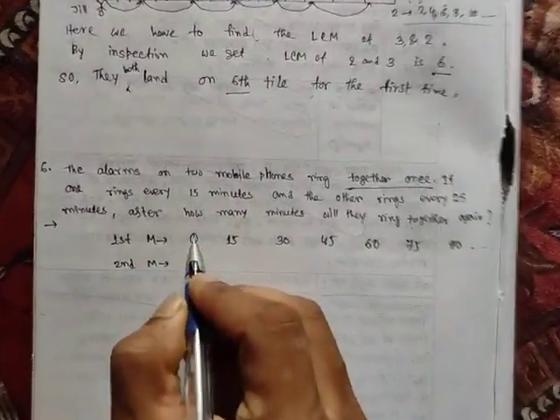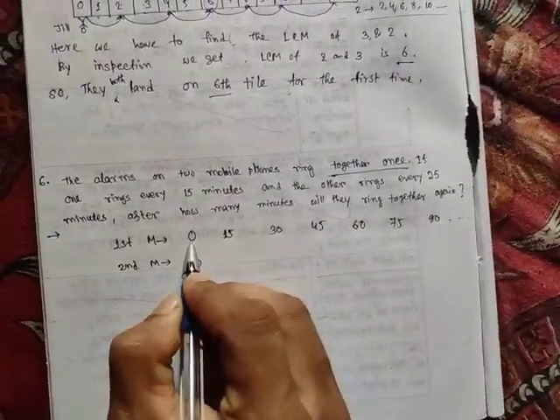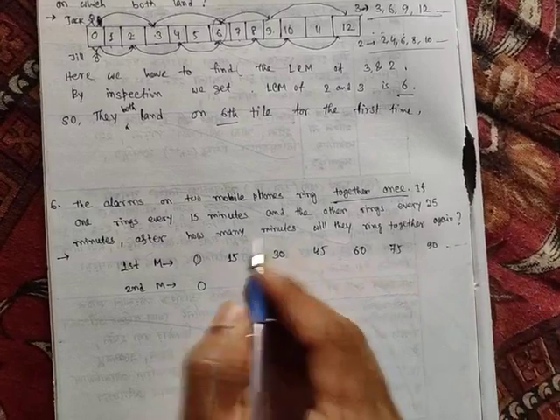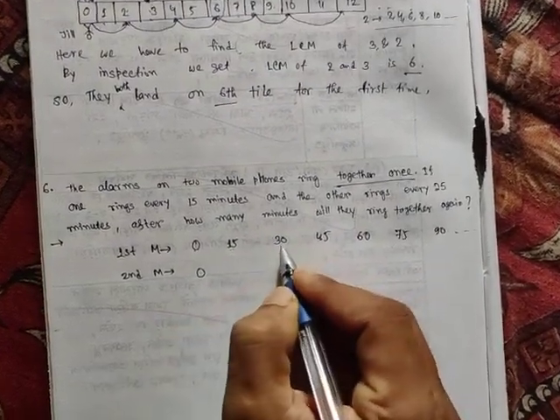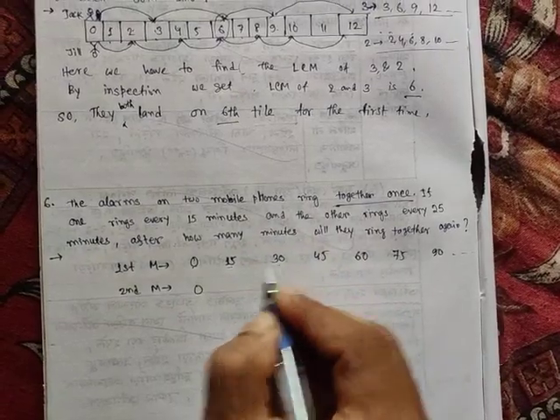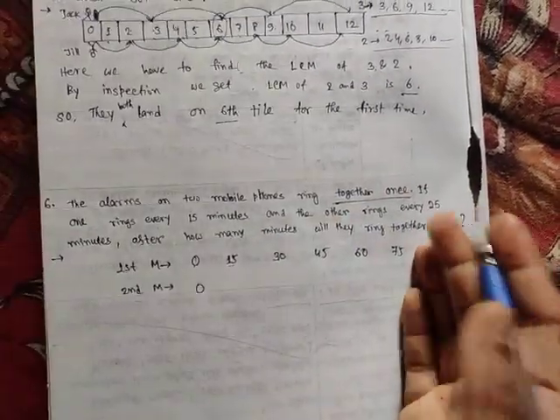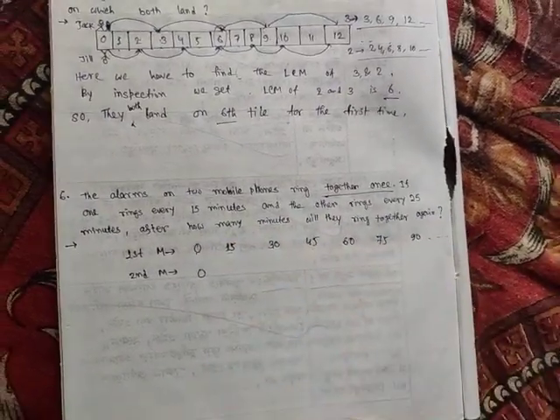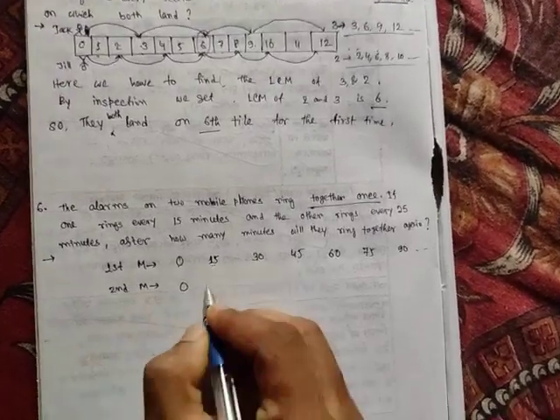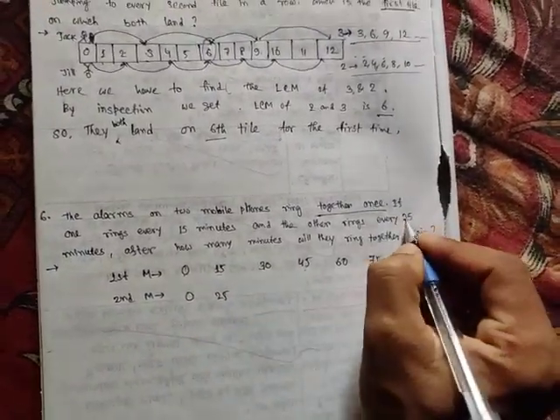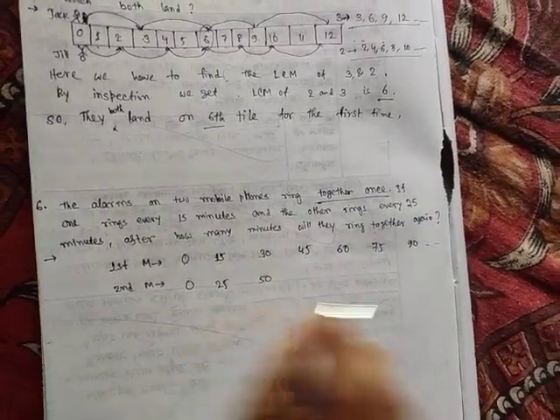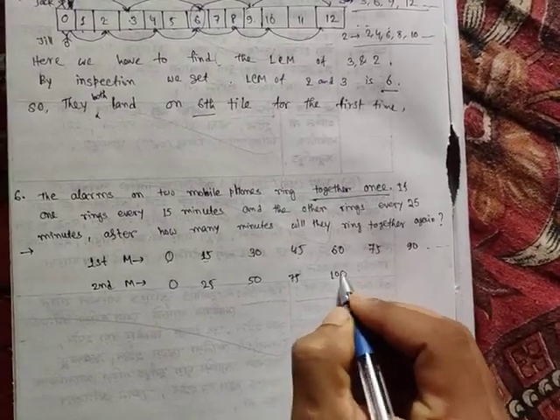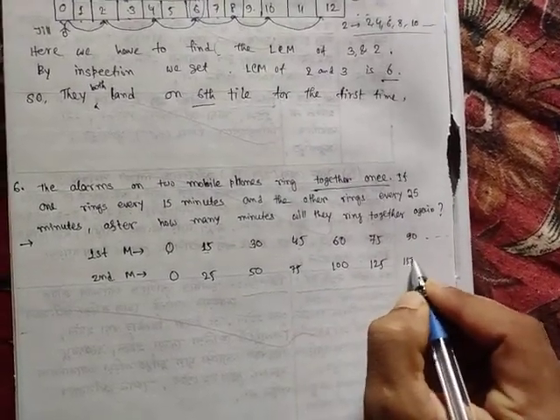That means when they ring together once, that time is 0, but the first mobile rings each and every 15 minutes. So first it rings at 15 minutes, then again after 15 minutes, that means 15 plus 15 is 30. Again after 15 minutes, that means 30 plus 15 is equal to 45. Similarly, in this way, these are the minutes when they ring. And for the second one, 25, next 50, next 75, next 100, next 125, next 150, and so on.